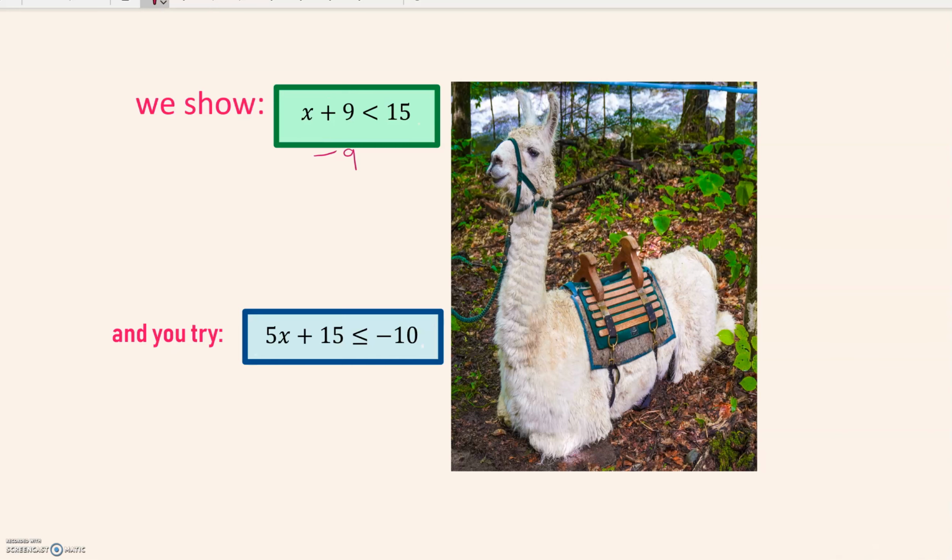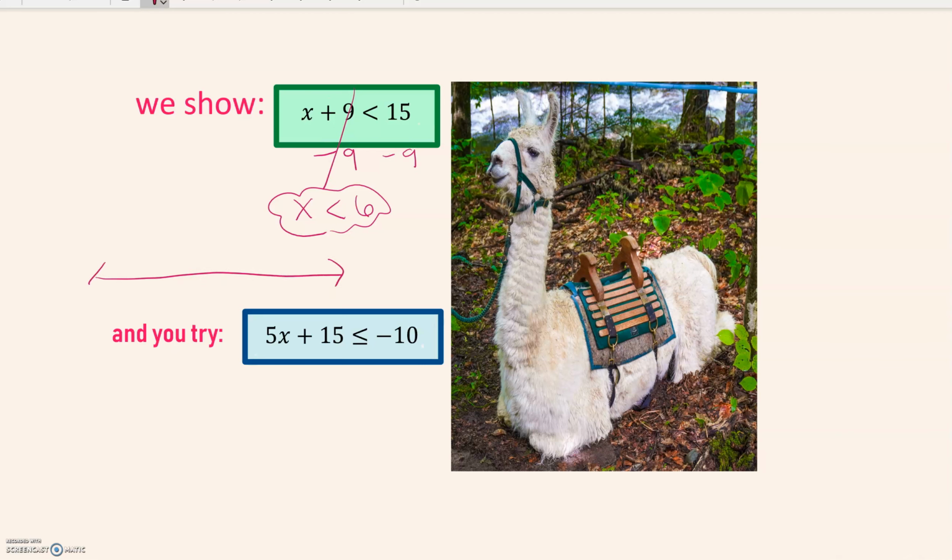That's part of our commandments for solving anything. I'm now going to rewrite what I have left. These become 0, so I can cross them out. I have that x is less than 15 minus 9, which is 6. This looks like I would be done, but I'm not. I need to actually graph this on a number line and show you that that really is the answer.